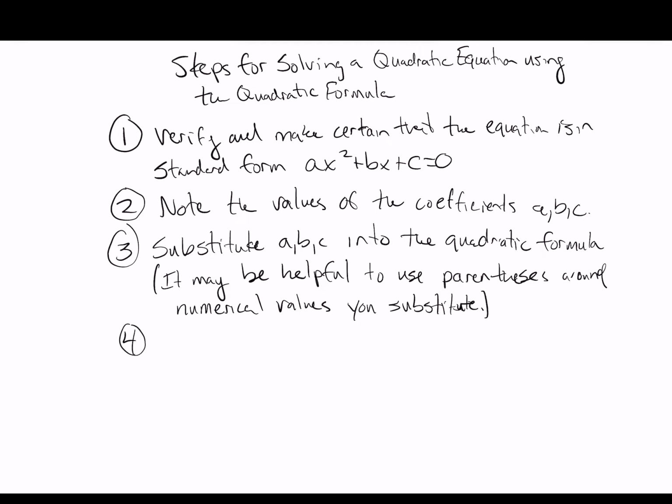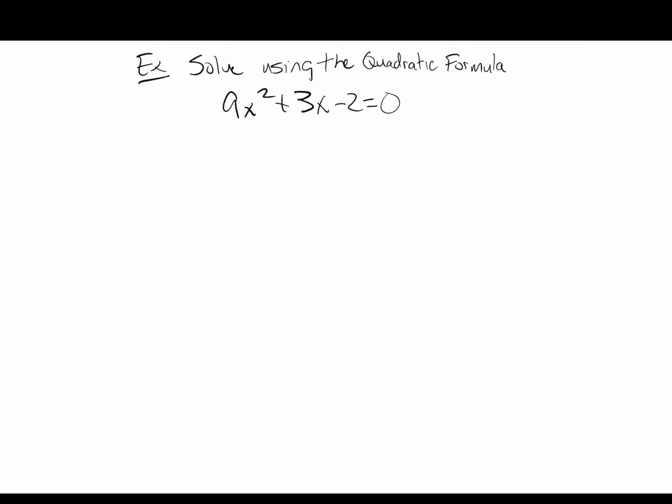The first example we want to do is solve using the quadratic formula 9x squared plus 3x minus 2 is equal to 0. So what do we do? We first want to make sure that it's in standard form, which is ax squared plus bx plus c equal to 0. In other words, we want the left-hand side to be equal to 0, which we have. We want to make note of the values of the coefficients of the terms. So a in this case is 9, b is equal to 3, and c is equal to -2. So we will now carefully substitute those values into the quadratic formula.